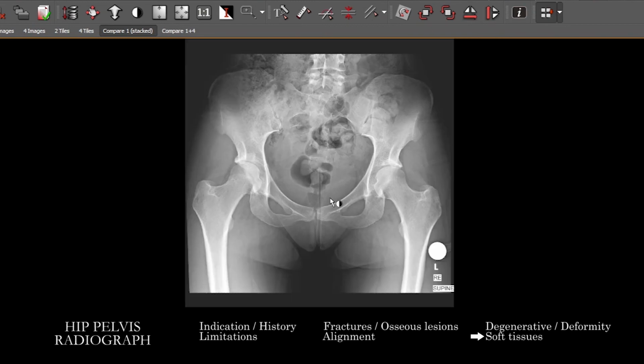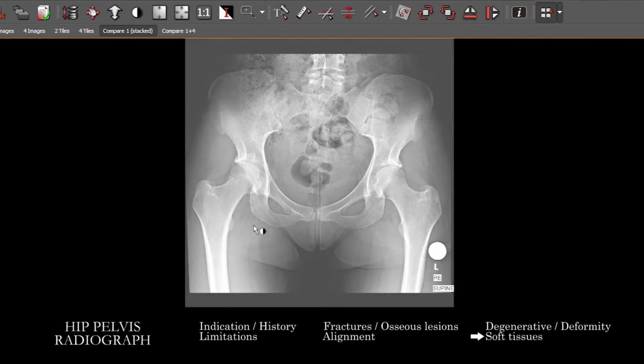We're going to look at the soft tissues, particularly whether the fat planes are preserved around the femoral head and neck. Take a quick look at the bowel gas pattern, the pelvic soft tissues, and then the subcutaneous soft tissues surrounding the lower abdomen, pelvis, and upper aspects of the lower extremities, for abnormal calcification, lucency, subcutaneous air, things like that.